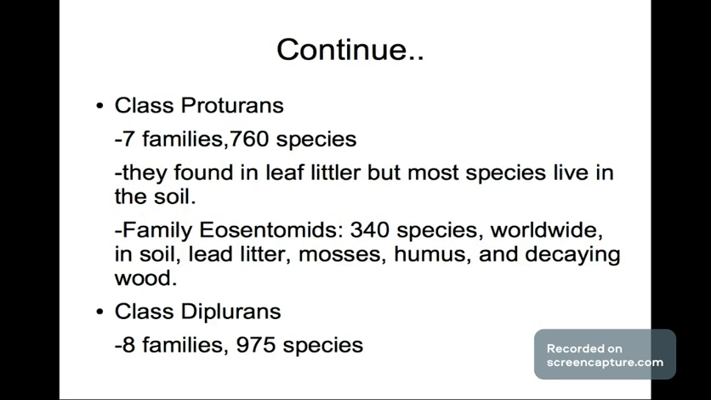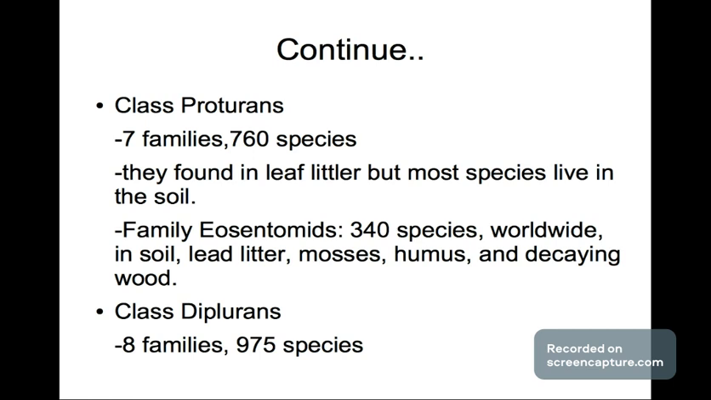Next, we have the class of Protura. It has 7 families and it has 760 species. They are found in leaf litters, but most species live in the soil. A good example of this is the family of Eosentomidae, if I pronounce that right. It has 340 species worldwide, found in soil, leaf litter, mosses, humus, and decaying wood.